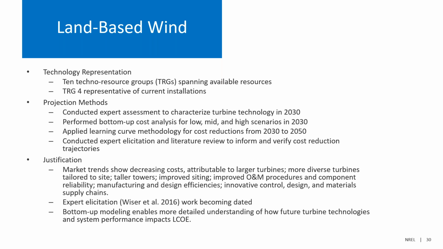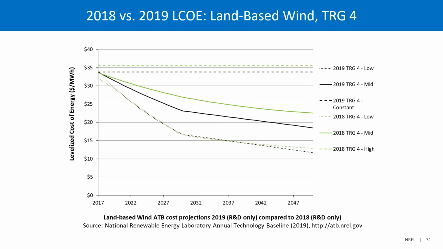Next slide, please. So here's a graphic that depicts the LCOE projections of land-based wind for the 2018 and 2019 ATB overlaid, specifically for the TRG4 under the R&D financing options. The shift for the constant case is a result of updating the basis year from 2016 to 2017 and aligning the 2017 costs with the annual cost of energy review that NREL puts out.